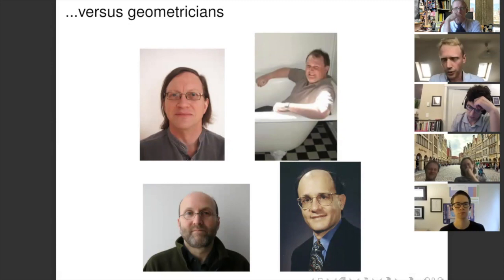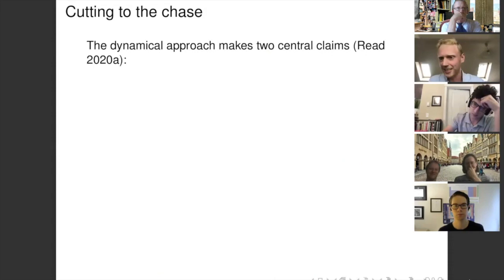Okay, good. So those are our two camps, but what is the dynamical approach? If you pick up a paper on the dynamical approach, it might not be super obvious what exactly the core tenets of this position are. So I'm going to cut to the chase by trying to tell you what I take to be the two core claims which a proponent of the dynamical view is making.